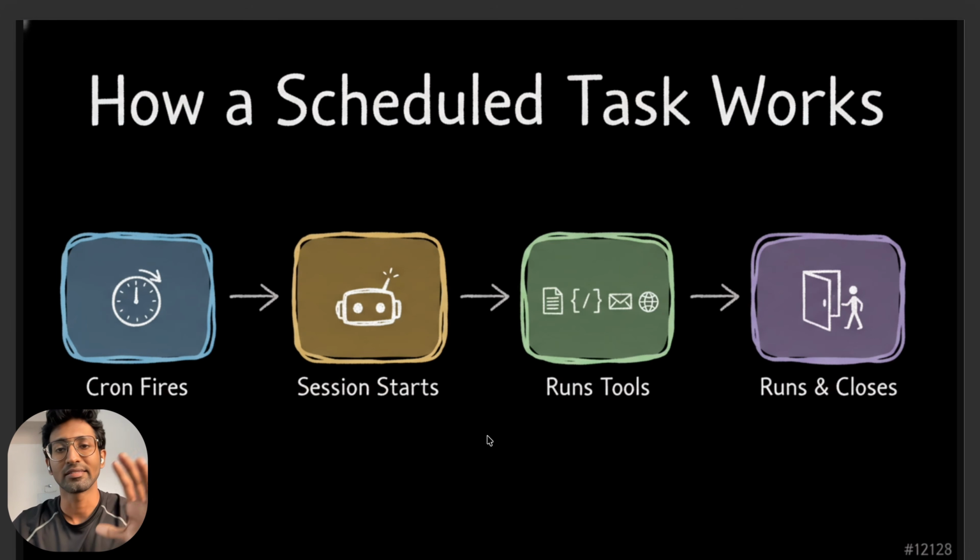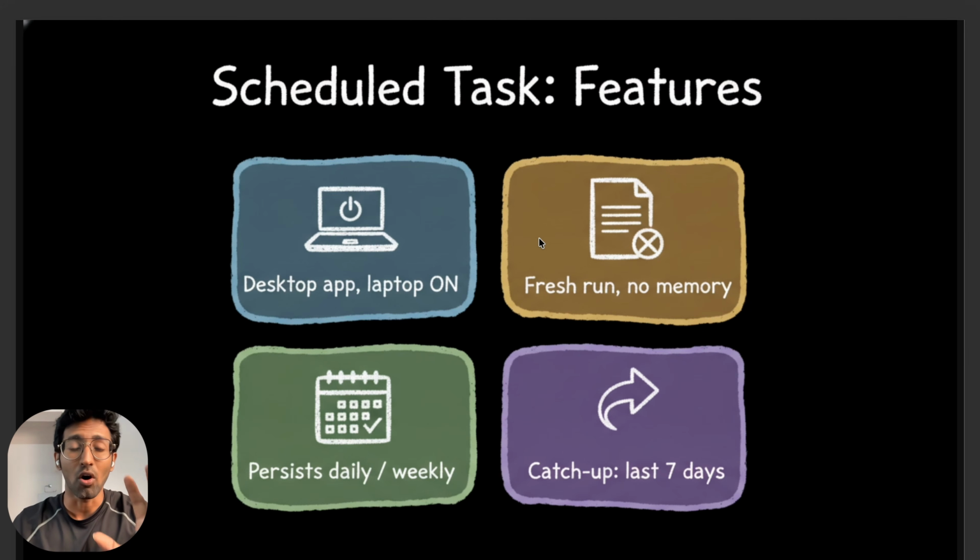So how does the scheduled task work? First of all, the cron fires, which means that at Friday 7 a.m., this gets fired, a new session begins, and it has access to all the tools and connectors you have given it, let's say email, web browsing, access to Slack, ClickUp, all of that. It runs those tools, finds out what it needs, completes the task using those tools, and closes it.